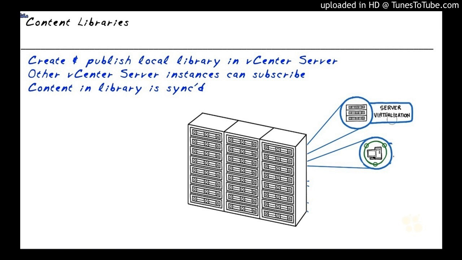Well, we might have two data centers. We might have one in Los Angeles, and we might have one in New York. So we could have an instance, for example, of vCenter server in LA, and an instance of vCenter server in New York, or other parts geographically separate from each other. And there may be a need to have, for example, a template to deploy VMs from, and they may want that in Los Angeles and in New York.